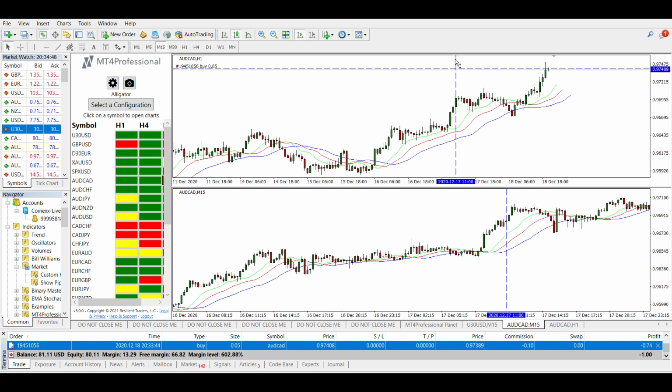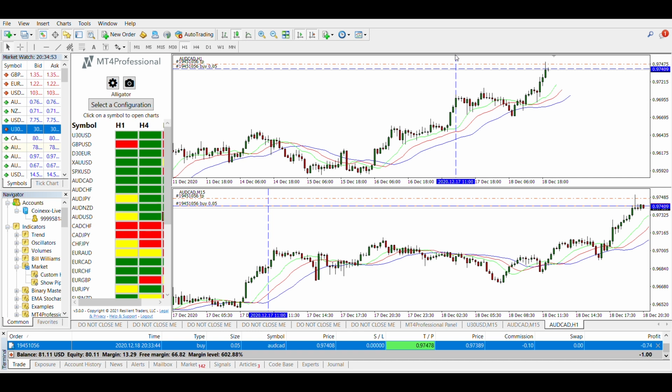All right, so like I said, you want to make sure that you aren't over leveraging your account, and you just really want to follow a strict 2 to 5% risk on each trade. That is what most people recommend.